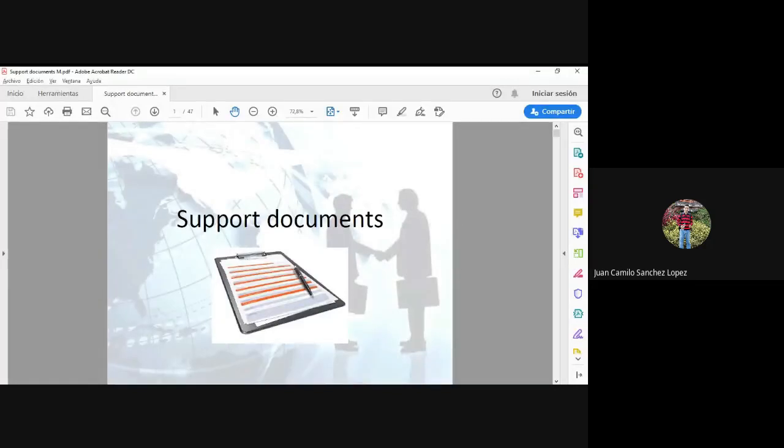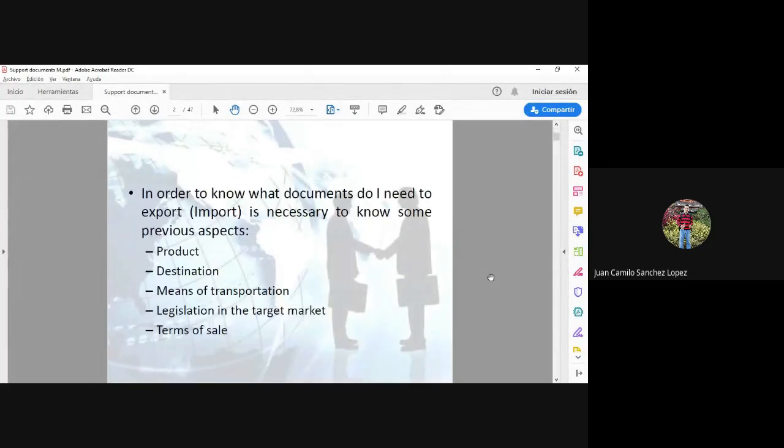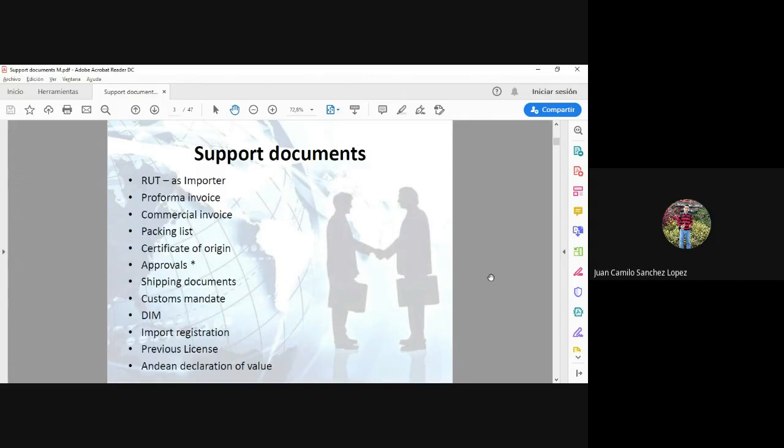Okay, on the other hand, we have the support documents for importing. Also here for importing, you have to get some documents or some information related to the product, the market, the means of transportation, and so on, in order to know which documents you're going to need. The super documents, as you see: route, proforma invoice, commercial invoice, packing list, certificate of origin, the approvals, shipping documents, and customs mandate. Those 8 documents are the same for exporting and for importing.